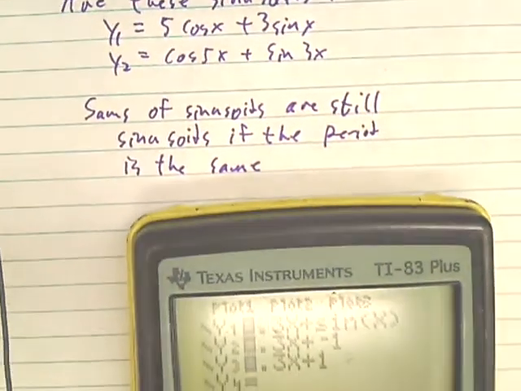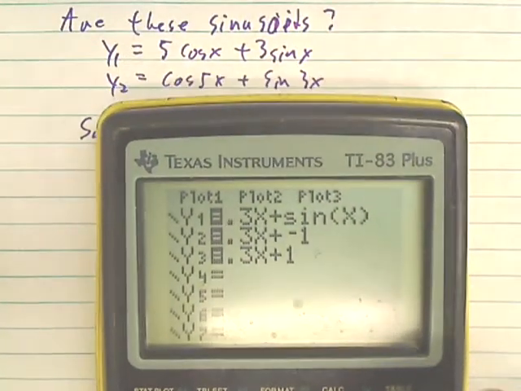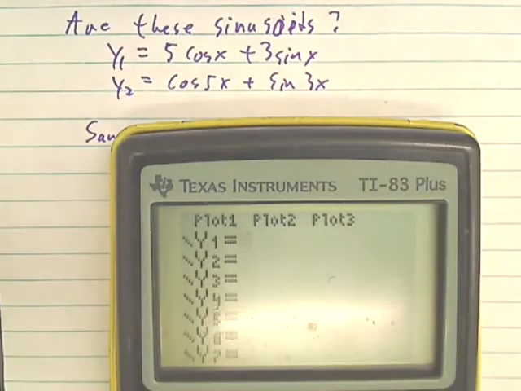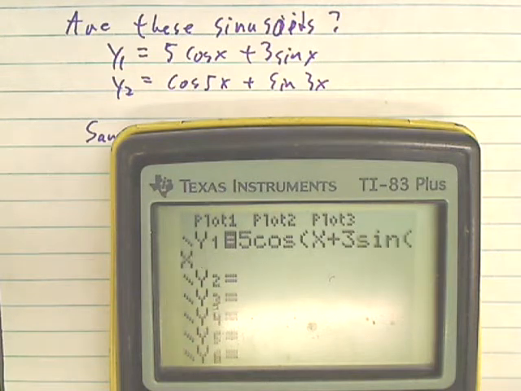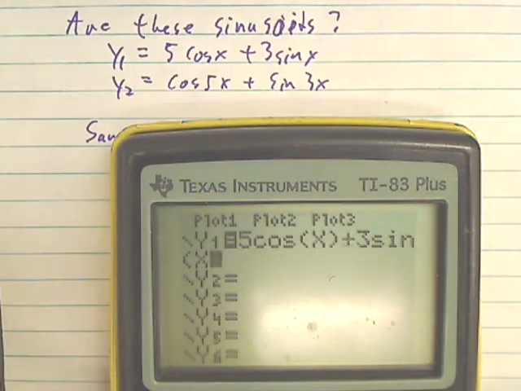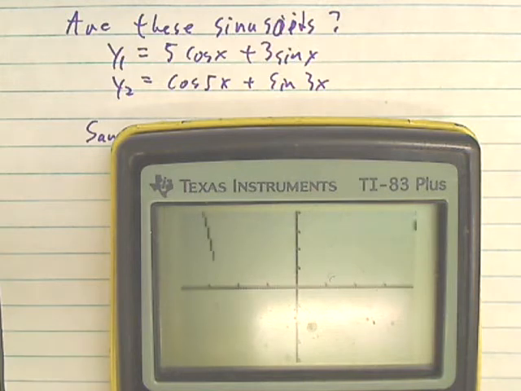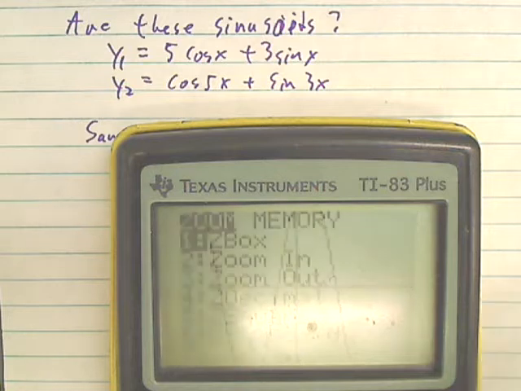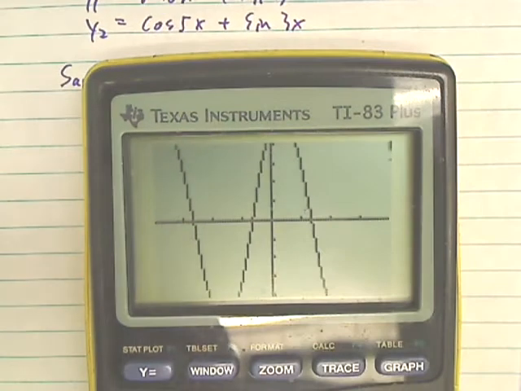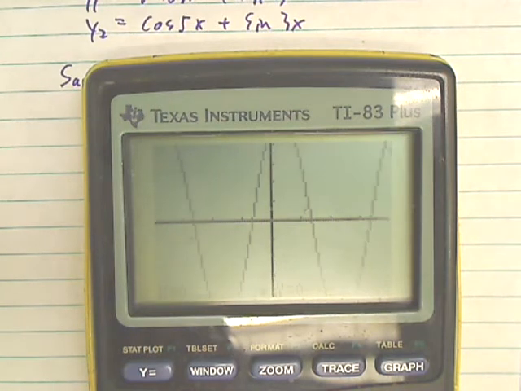Let's go ahead and look at what those would look like. So 5 cosine x plus 3 sine x. Whoops, forgot my ending parentheses there on the cosine. Shame on me. And I'll need to zoom out a little bit here. It's not letting me zoom. It's going to make it graph it first, and then it'll let me zoom out. All right, let's zoom out.